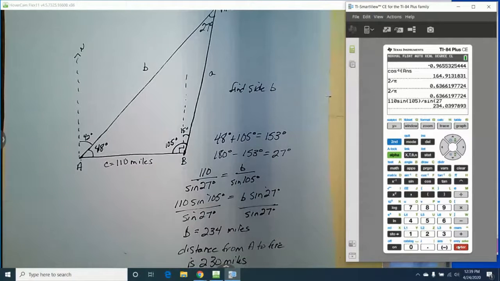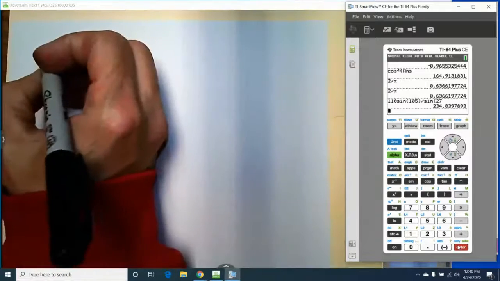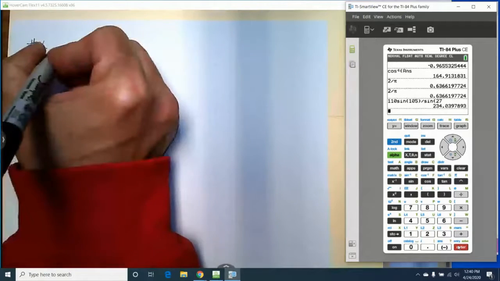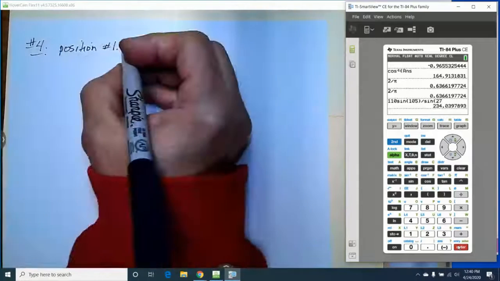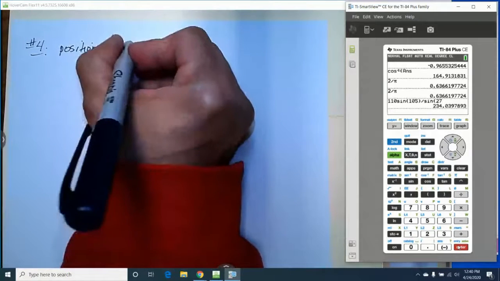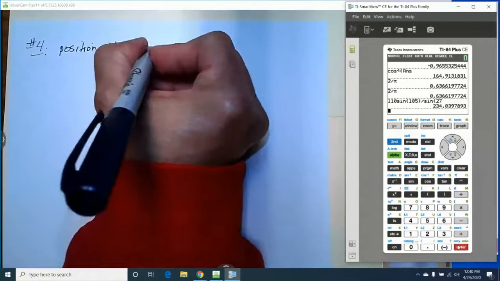Okay, then let's look at number 4. So this one is also doing bearings, but it's doing the other kind of bearings where you just have an angle. And so for that, it starts from due north and goes clockwise for this kind of bearings. In the first position that the ship was in, the bearing of the lighthouse from the ship was 308 degrees.